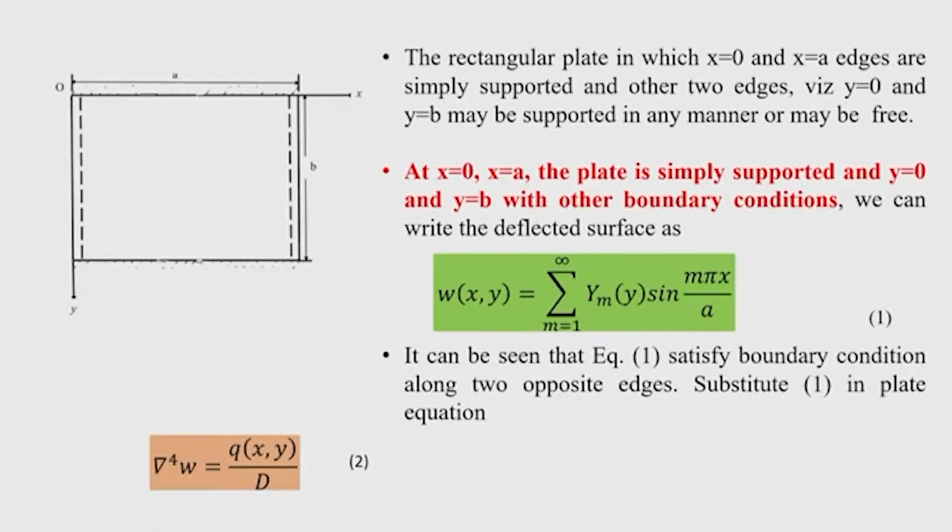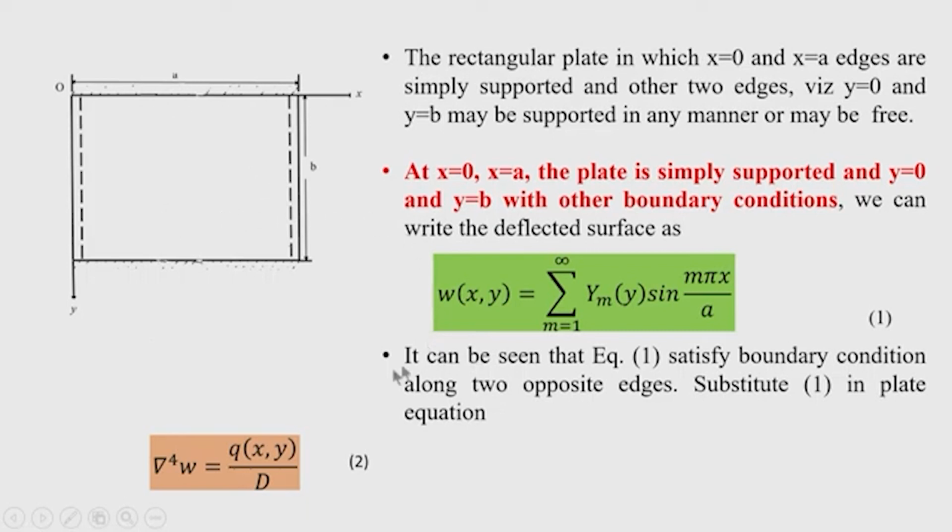Okay. So, taking a single trigonometrical series, we have seen that the boundary condition is satisfied at x is equal to 0, x is equal to a, and the other boundary condition at y is equal to 0, y is equal to b is not specified yet, and depending on the different support conditions we will be able to evaluate the unknown constants of integration, that we will see later.